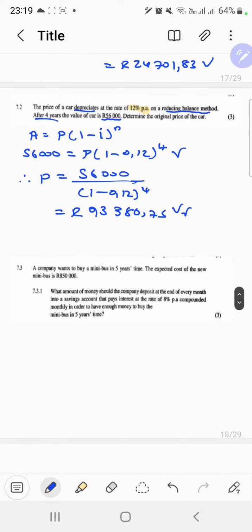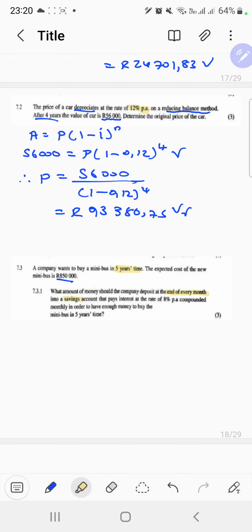Now we are told here a company wants to buy a minibus in 5 years time. So that is the time frame we're aiming to do this purchase. The expected cost of the new minibus is 85,000 rands. Now, what amount of money should the company deposit at the end of every month? Pay attention to the statements given, end of every month, into a savings account.